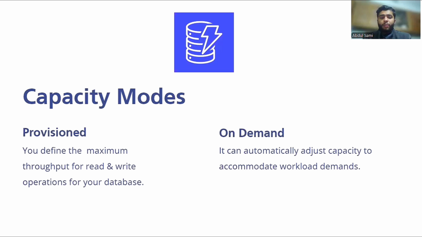DynamoDB provides two types of capacity modes, provision mode and on-demand mode. In the provision mode, you define the maximum throughput for read and write operations for your database, whereas in on-demand, it can automatically adjust capacity based on your traffic.